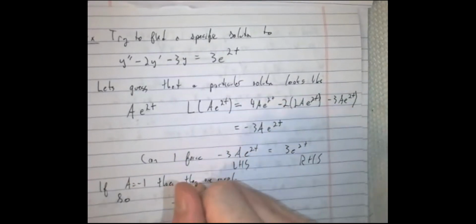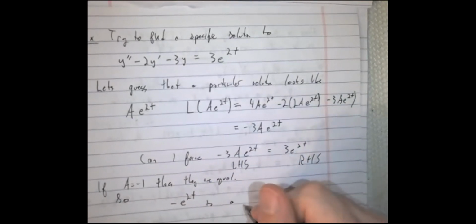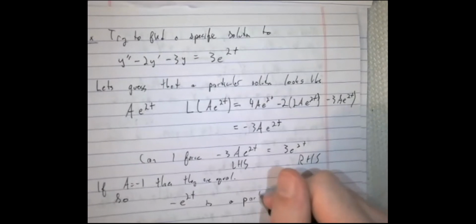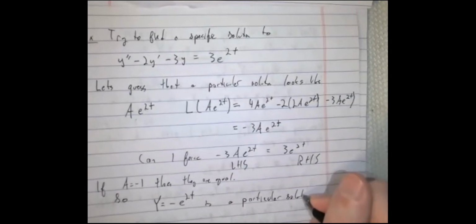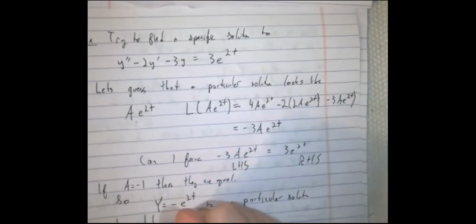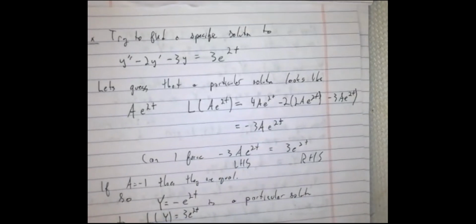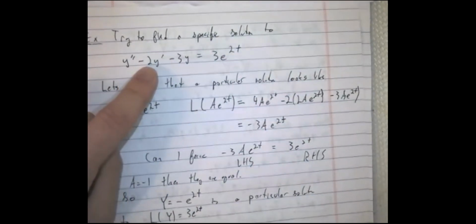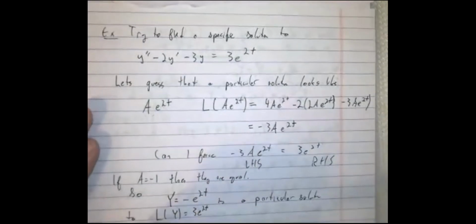So negative e to the 2t is a particular solution. We'll call it capital Y, such that L of y is equal to g of t, or in this case, 3e to the 2t, where here L is d squared minus 2d minus 3. Okay, so now that I have a particular solution, what is the general solution to this differential equation?